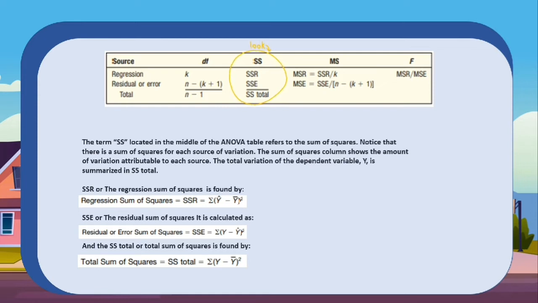SSR, or the regression sum of squares, is found by this. You can look at the screen. SSE, or the residual sum of squares, is calculated as this. And the SS total, or total sum of squares, is found by this formula.